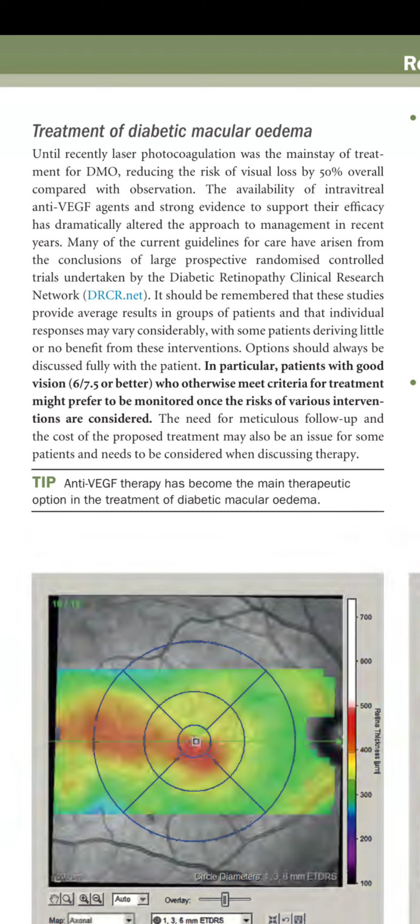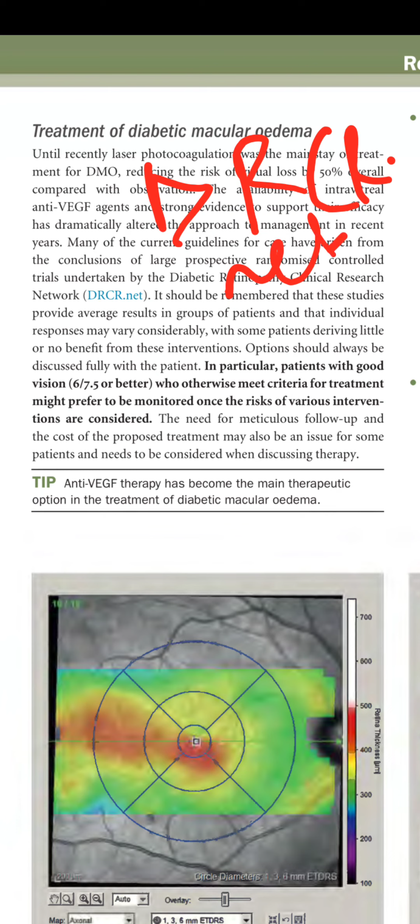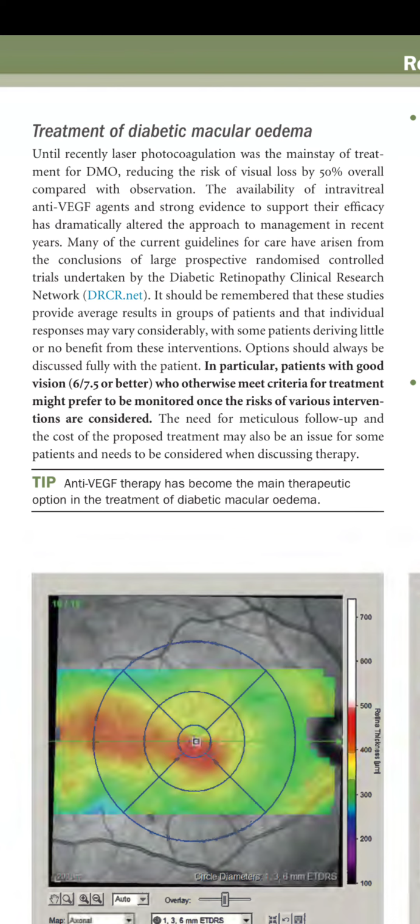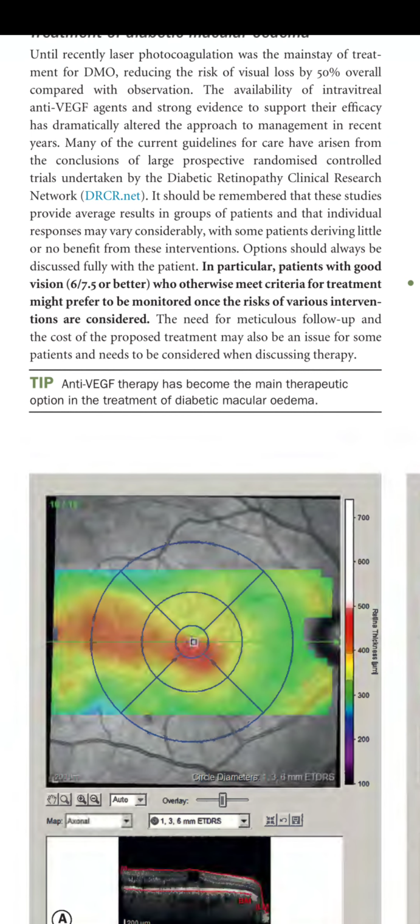It should be remembered that these studies provide average results in groups of patients and that individual response may vary considerably. So there are many trials that have been conducted for the treatment of diabetic retinopathy. DRCR.net is one of them, but one should remember that every individual is different, and the treatment can vary from patient to patient, with some patients deriving little or no benefit from these interventions. Options should always be discussed fully with the patient.